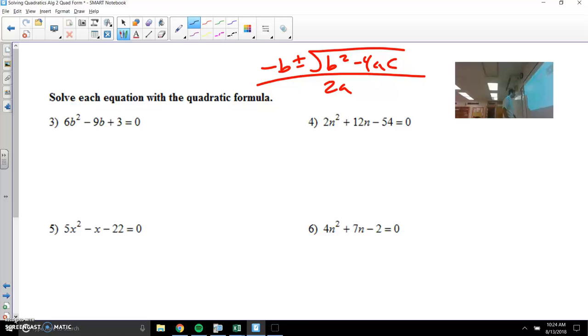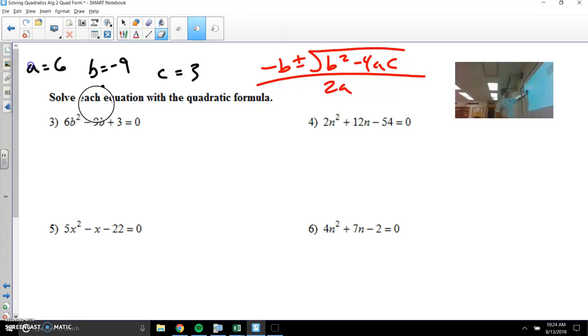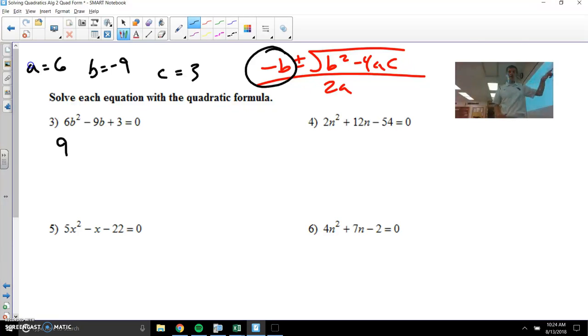Okay, so we're going to start by identifying A, B, and C. A is 6, B is negative 9, and C is 3. So notice that that negative has to be a part of identifying whether the values are positive or negative. Now, going through what we did today, talking about the quadratic formula, b has to flip signs. So it's really positive 9. Right here you have negative b, and so if you're talking about negative 9, that's changing it to a positive 9.